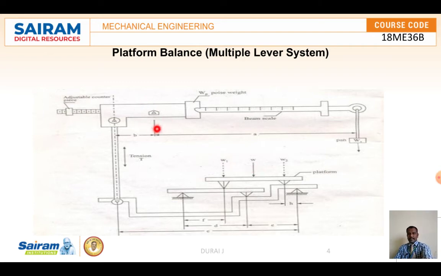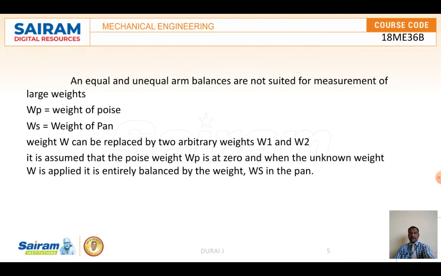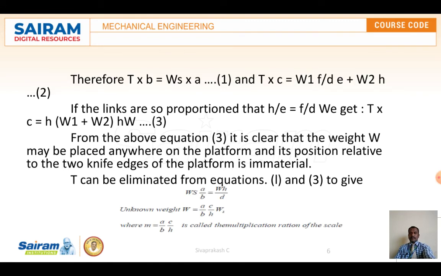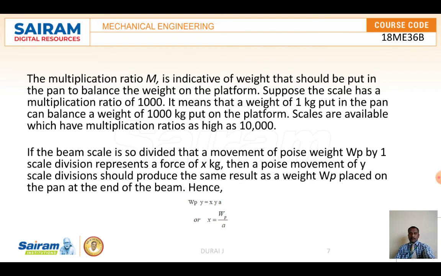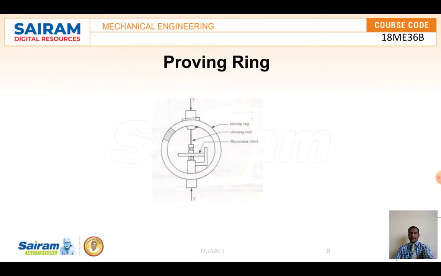the moment about the same particular point, so that T into B and WS into A. So T into C will become W1 into F by DE plus W2 into H. After simplifying these things, we are going to get the final value like x is equal to WP by A.